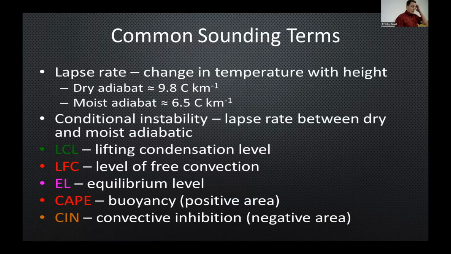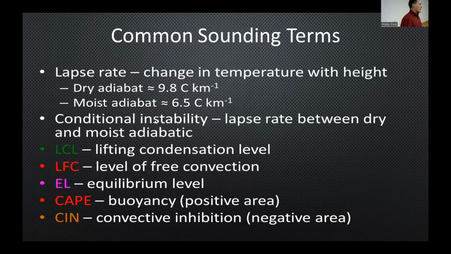Okay, so the common terms. Lapse rate: who's heard the term lapse rate besides me saying it 30 seconds ago? Okay, good. Dry adiabat, moist adiabat: I've given you the rough guess of what the rate of change of temperature per kilometer of height is. Dry adiabatic, you decrease about 50% quicker than you do for a moist adiabat.